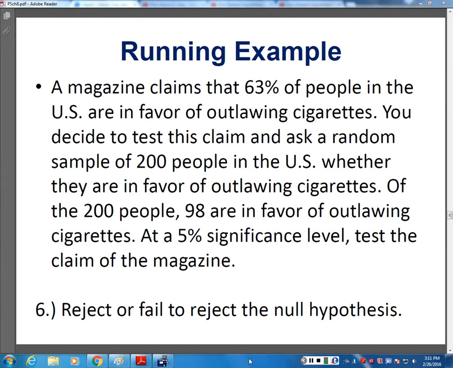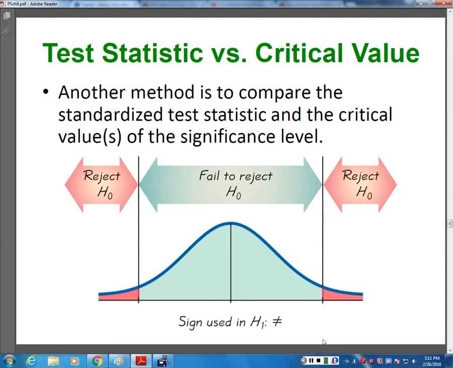In previous videos, we used the significance level and the p-value, compared them, and determined whether or not to reject or fail to reject the null hypothesis based upon that comparison. In this video, I'm going to try another approach. An alternative way of conducting a hypothesis test is to compare the test statistic versus the critical value or values.